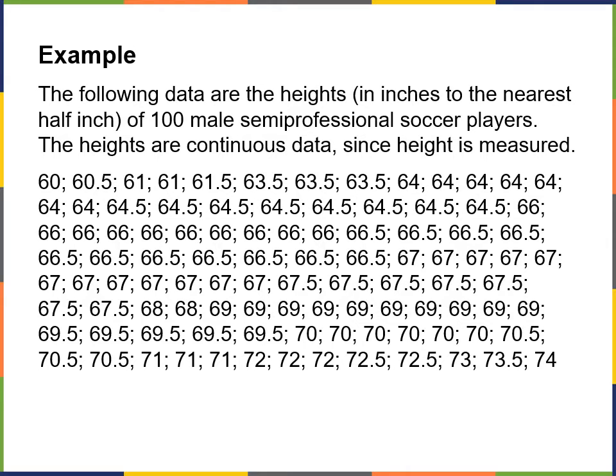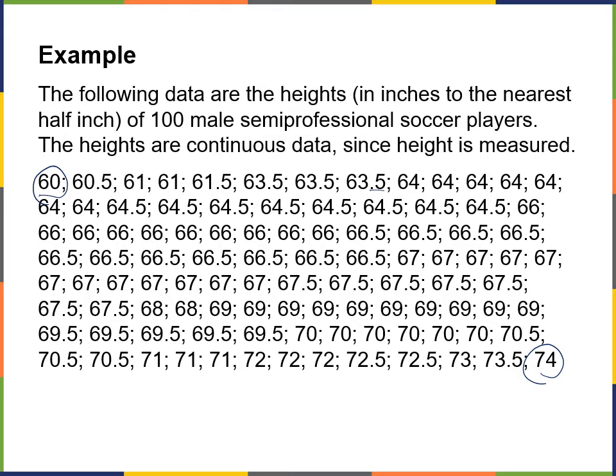So let's say we have all these data values. Look at all these data values here. These are heights in inches to the closest half inch of 100 male semi-professional soccer players. So it's 100 data values here. And if you're looking at all of them, they all have values between 60, which is the lowest, and 74, which is the highest. And the most decimal places would be 1 decimal place because it's to the half inch, so 0.5.